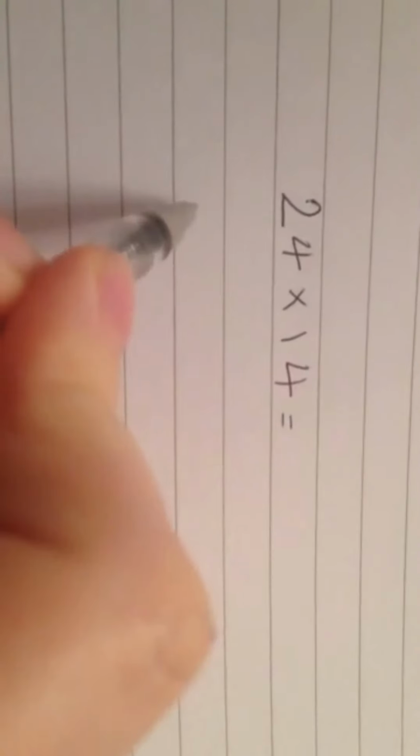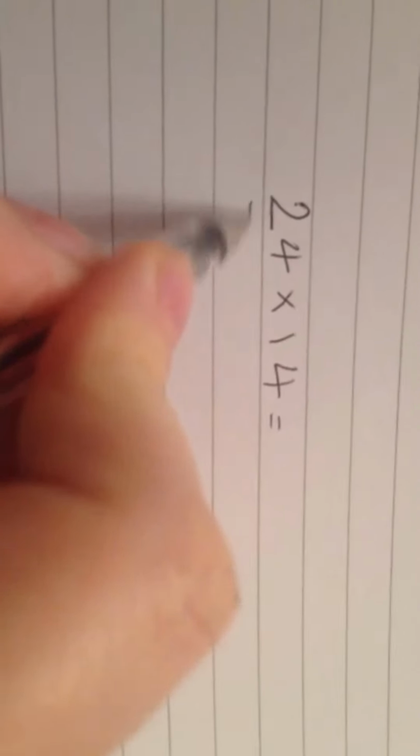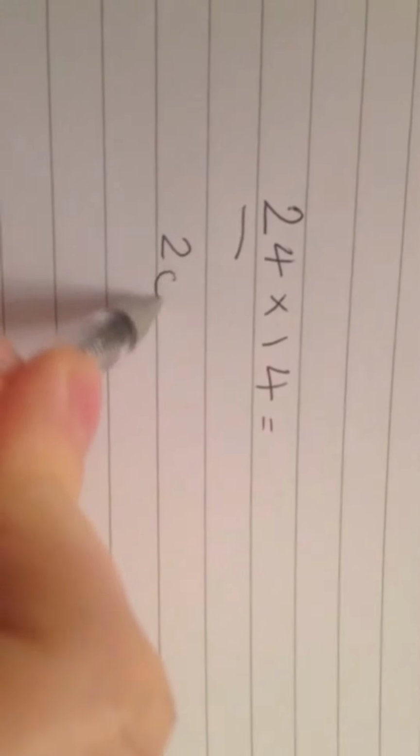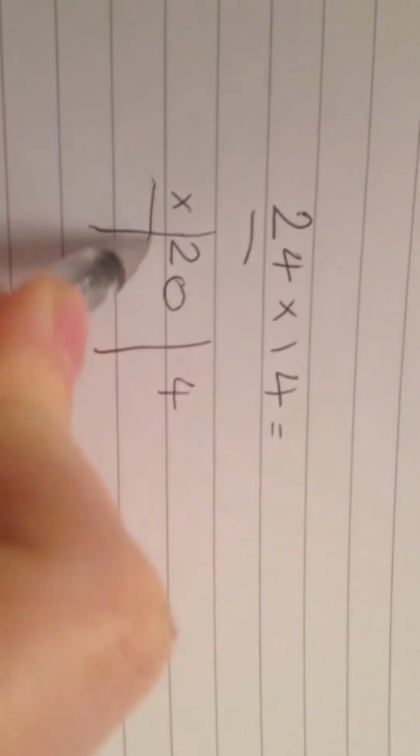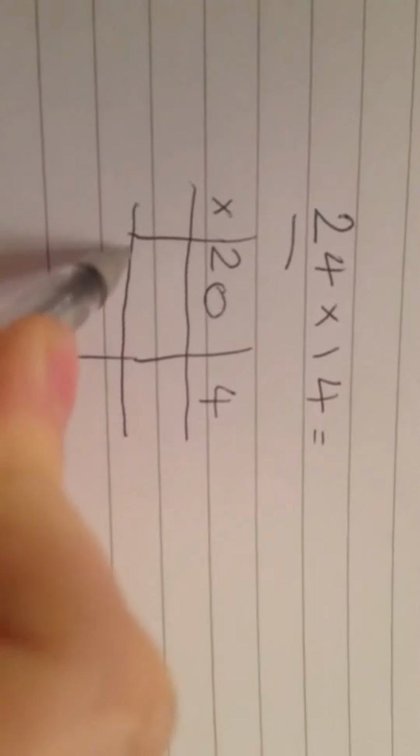Grid method. You have to excuse me because I'm trying to do this through the phone. 24 multiplied by 14. What you do first of all is you partition the first number. So that's 20 and a 4. And put my little multiplication there. Draw a little line there. And again, I'm trying to do this blind because I can't actually see my page.